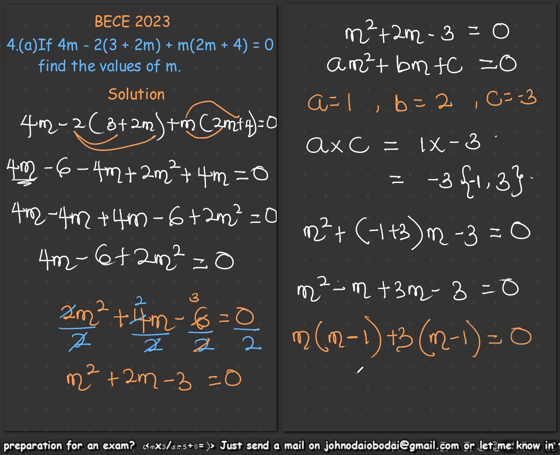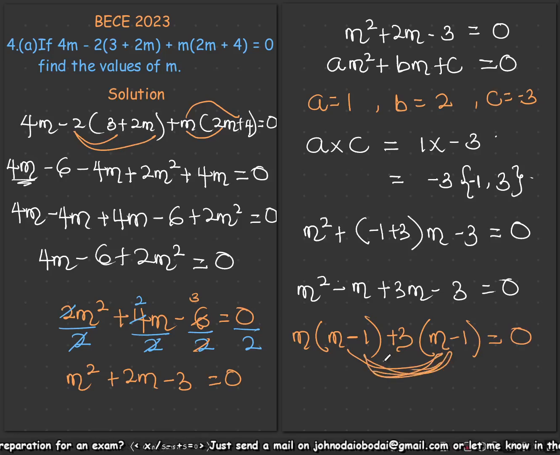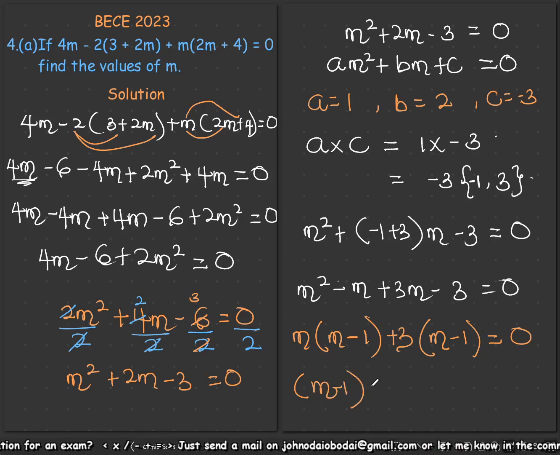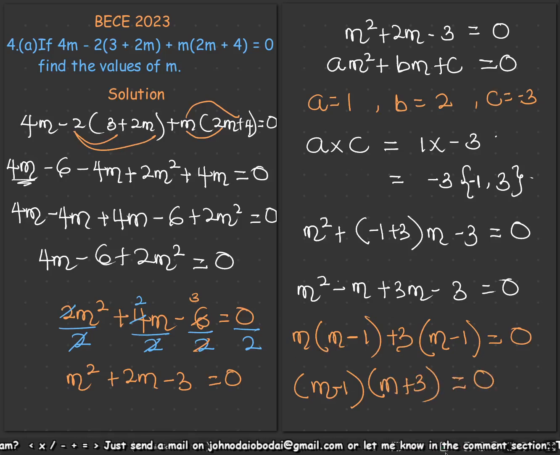So you realize that you have these two brackets that look similar. They're actually the same, so you write them out. That is m minus 1. And then we write out another bracket that will contain the coefficients of the two brackets. You see? So m from here, then plus 3 from here is equal to 0.